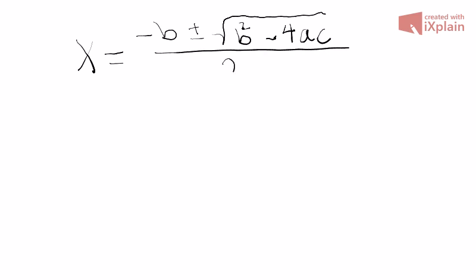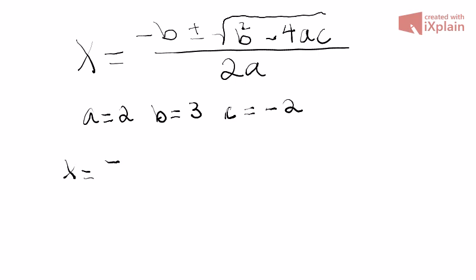Which, remember, the quadratic formula is negative b plus or minus the square root of b squared minus 4ac, all divided by 2a. Now that all has to be divided by 2a, so the fraction bar goes all the way across. Let's remember what our a, b, and c numbers were. A was 2, b was 3, and then c was negative 2. So I'm going to insert each of these values where it goes inside of parentheses just to keep everything straight.